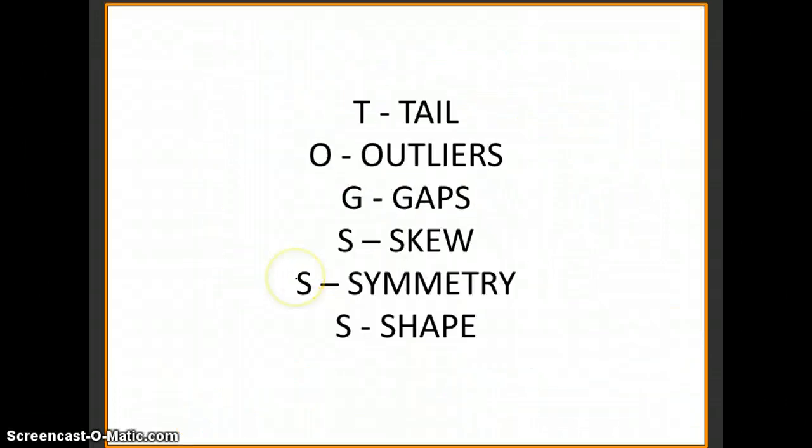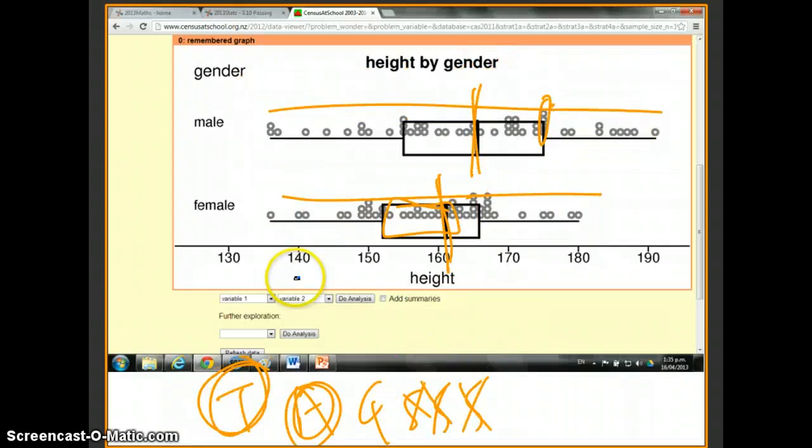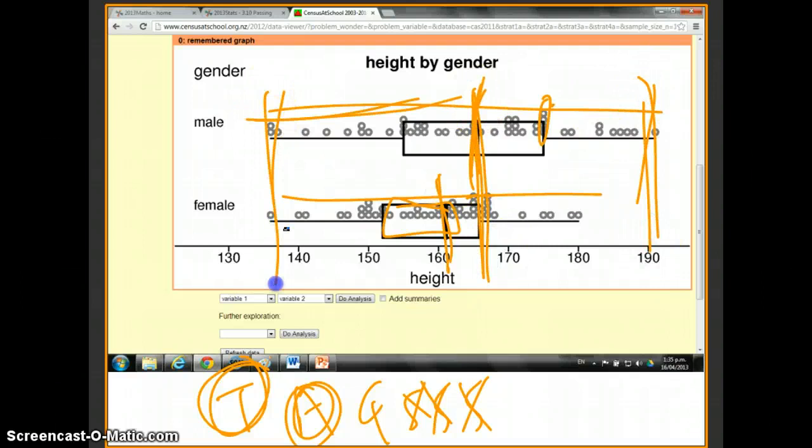Go back, tail. Any tail? Well, here we've got a bit of a tail to that side. We could sort of match it up. Might like to look at the values and actually see, is this longer than that? So it's only a slight skew. Anyhow, that's the kind of things you've got to look at.